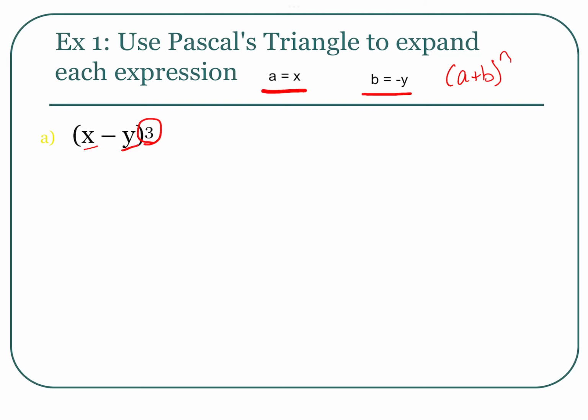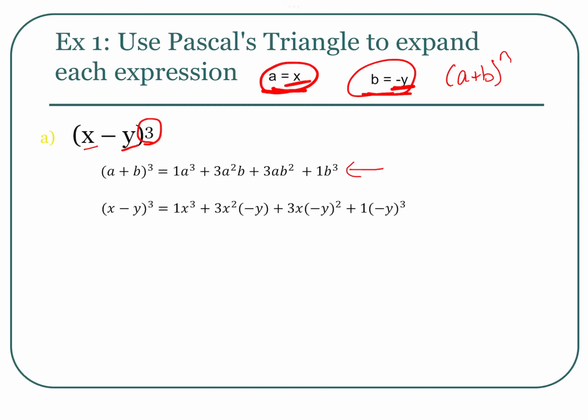We want to cube it. So that means we look at the fourth row in our triangle, or look at your a plus b cubed, and notice that a plus b cubed from your notes above looks like this. So 1a cubed, 3a squared b, so forth. What we need to do now, everywhere there's an a and a b, is substitute what our a and b are. Everywhere there's an a, I'm going to put an x. Everywhere there's a b, I'm going to put a negative y.